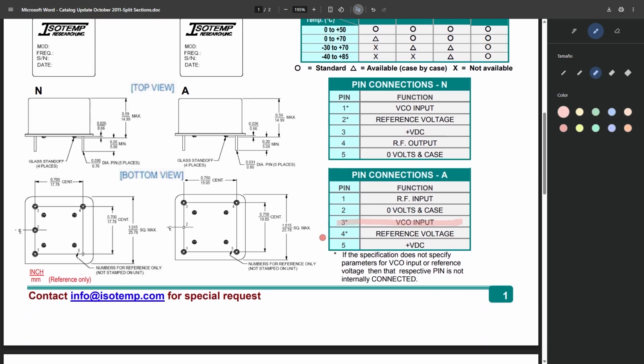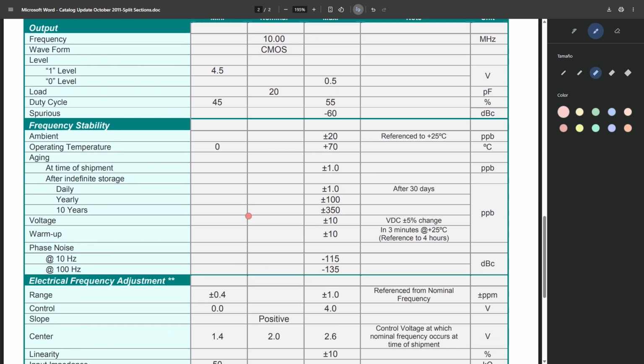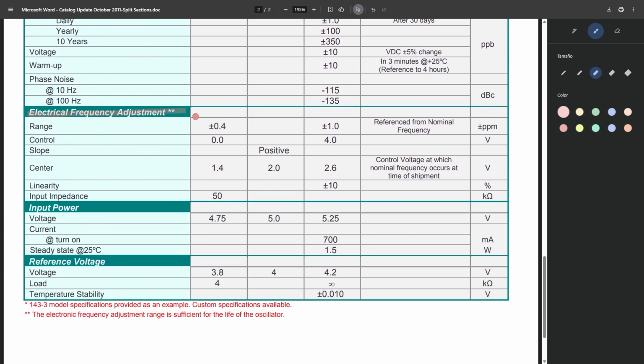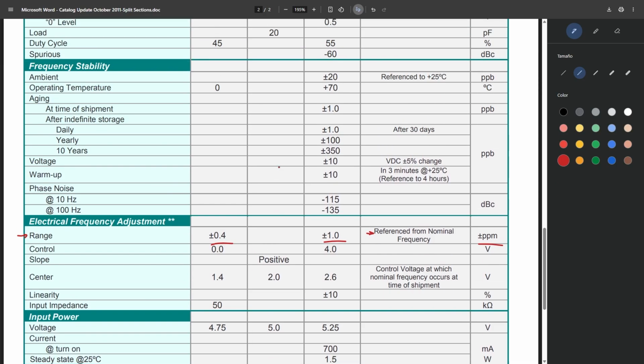We can see on the OCXO's datasheet that there's an entry called Electrical Frequency Adjustment, which talks about how to vary the frequency of the clock. Let's see its fields. First off, we have the range property. We can see that its units are ppm, which stands for parts per million. It's the same concept as what we had with ppbs. Its value ranges from plus minus 0.4 to plus minus 1 ppm. And what we can see is that this is referenced from the nominal frequency. In my case, the nominal frequency is 10 MHz.